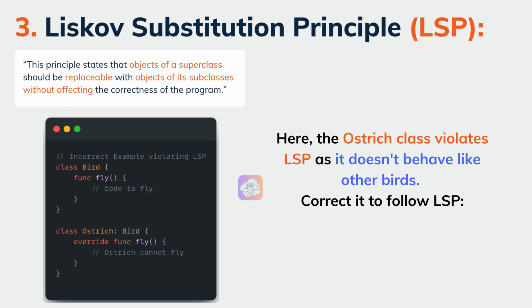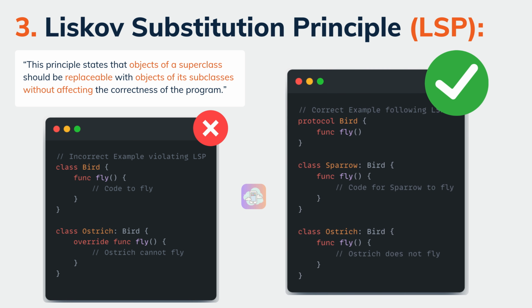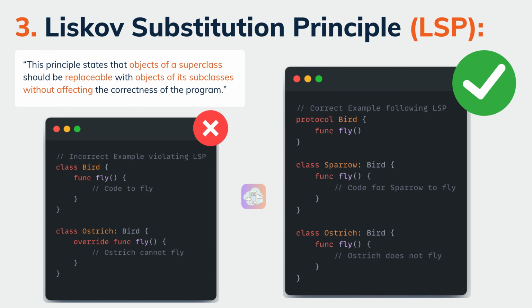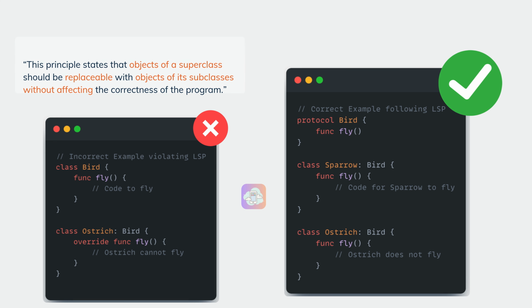By designing more accurate abstractions. Now, sparrow implements bird, and ostrich doesn't pretend it can fly. Any code expecting a bird will work with all flying birds, and ostriches remain valid birds without breaking anything.